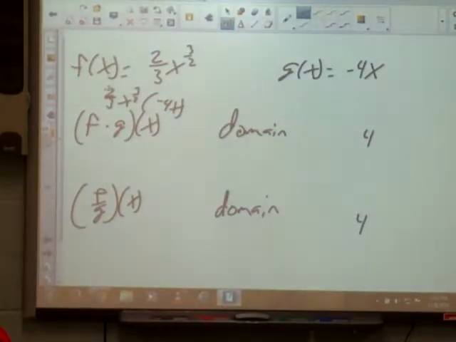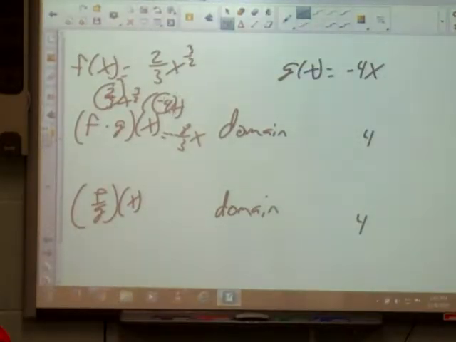Okay, so what we start with is our coefficients. We're going to do 2/3 times -4. 2/3 times -4, that gets me -8/3. It's a negative there. Can you tell that's a negative? Do I need to work on that? You good? Okay, then I got an x.